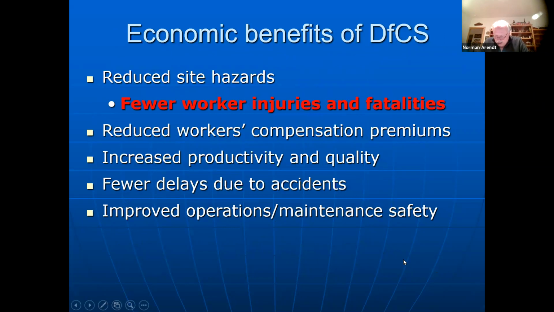There are economic benefits, and these are just a few. The big one is fewer worker injuries and fatalities, reduced workers' compensation premiums, increased productivity. If you have people that are not hurt, you can work longer.